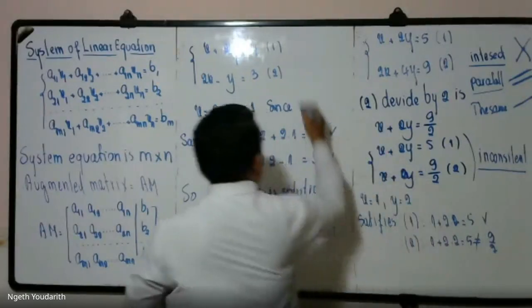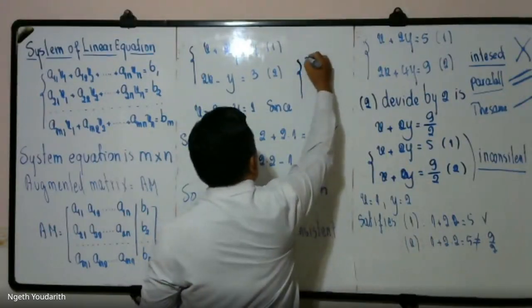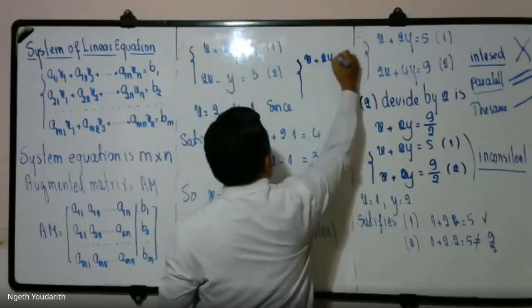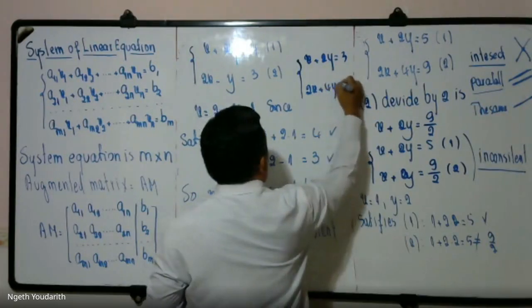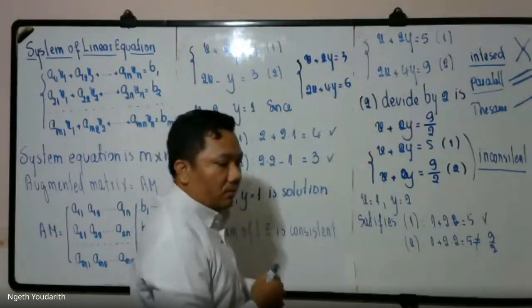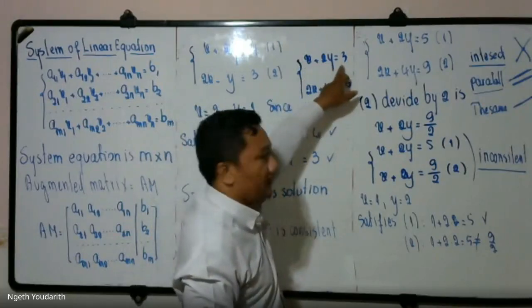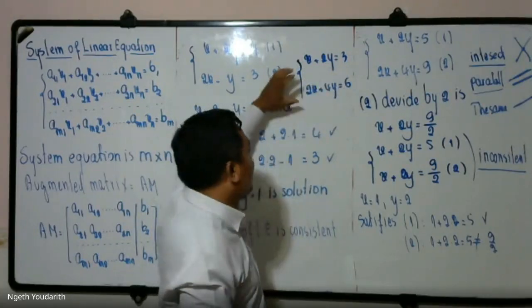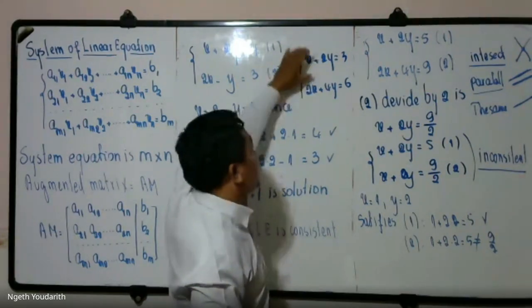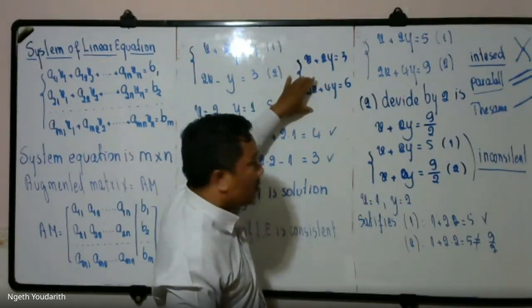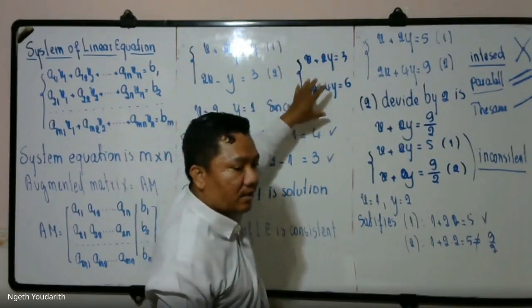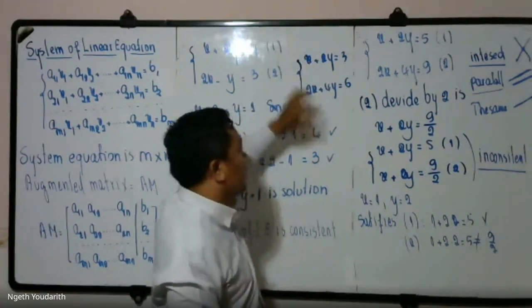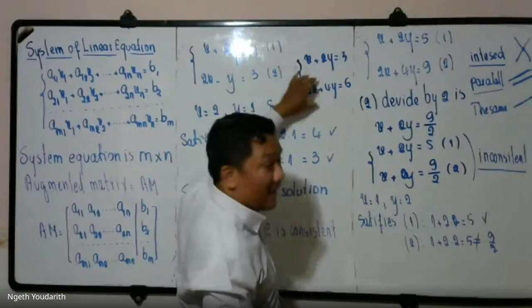Example, I take x plus 2y equals 3, and I take 2x plus 4y equals 6. So these are different equations. But when we divide this one by 2, it is the same equation. So our system of linear equations has infinity solutions because it is the same equation or the same line. Thank you, teacher. I got it.